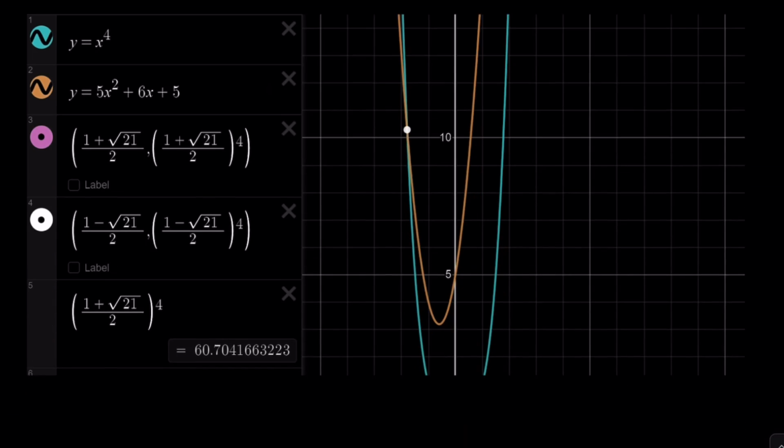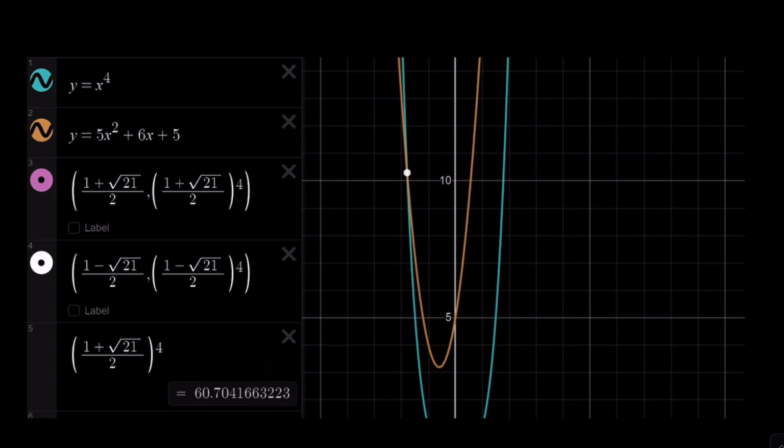Let's go ahead and take a look at the graph of these two functions and where they intersect. Yes, there are 2 intersection points, as you can see, and we found 2 real solutions.